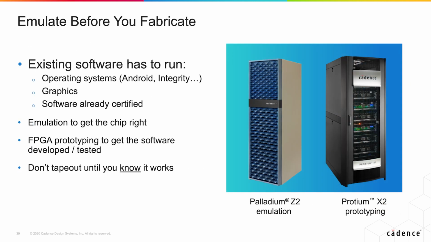There are two kinds of hardware. One's called emulation, which is very fast, and allows you to debug the hardware really easily. And the other is called FPGA prototyping, and that's even faster, but it's not very good for hardware debugging, but it's much more suitable for the software people because it's so fast.